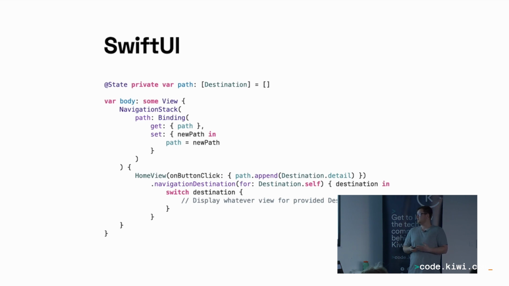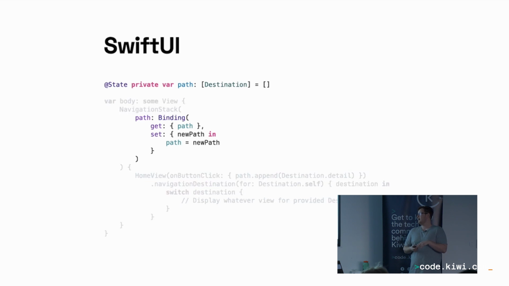The navigation stack works by stacking screens into the path, where the last object on that path is the topmost screen in your app. And notice this binding.